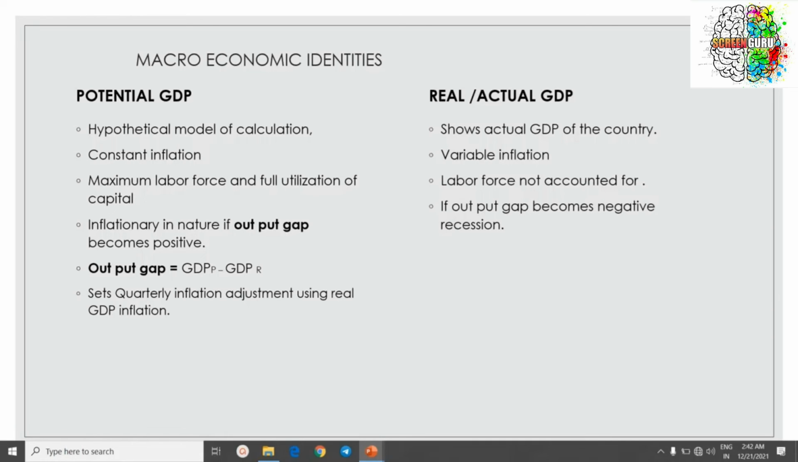We have to consider that when you are calculating potential GDP, we will be considering inflation to be constant. But with actual GDP, inflation will keep on varying, because if in potential GDP inflation is not considered constant, then we will not be able to map the model of the economy for that particular year. The constant inflation is adjusted on a quarterly basis using the real GDP. So these are the differences between the potential and the actual GDP.